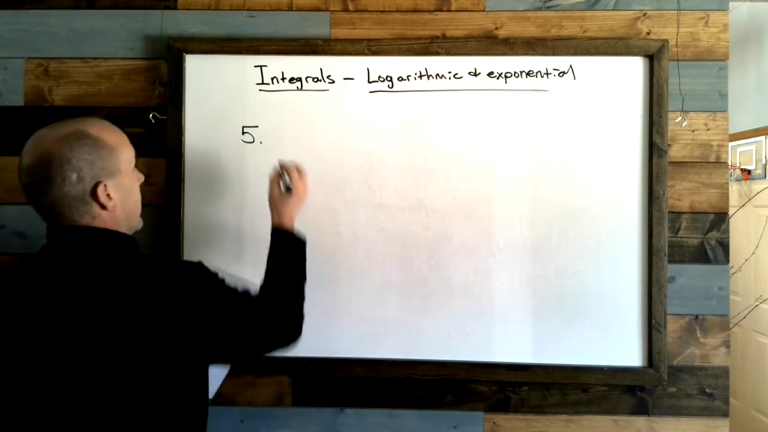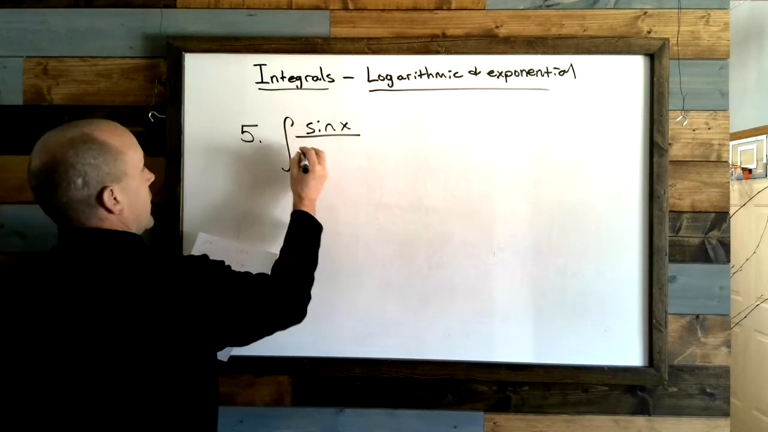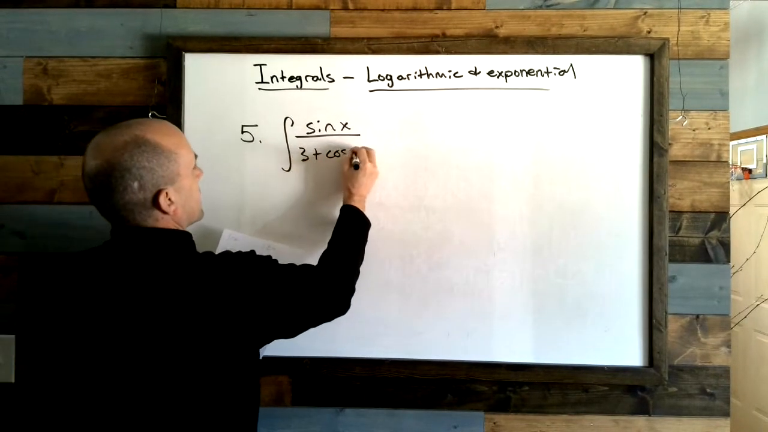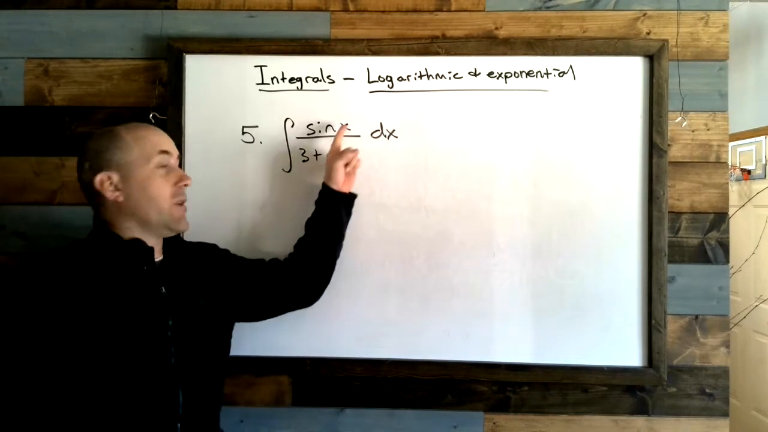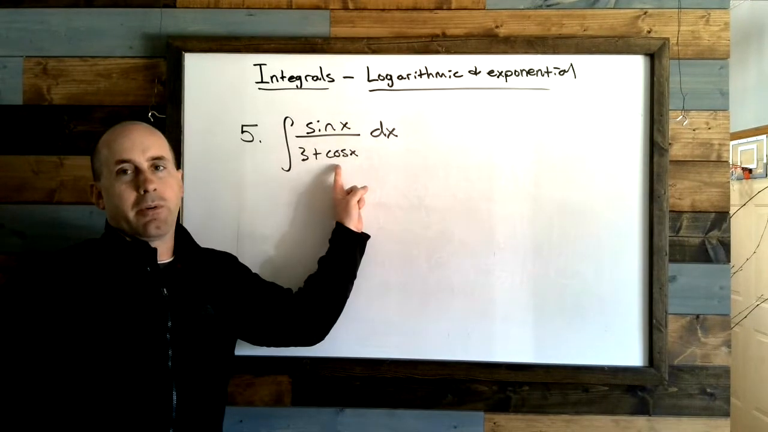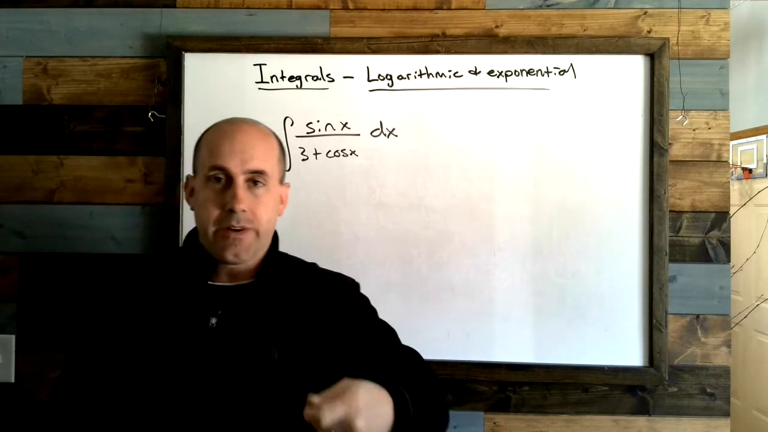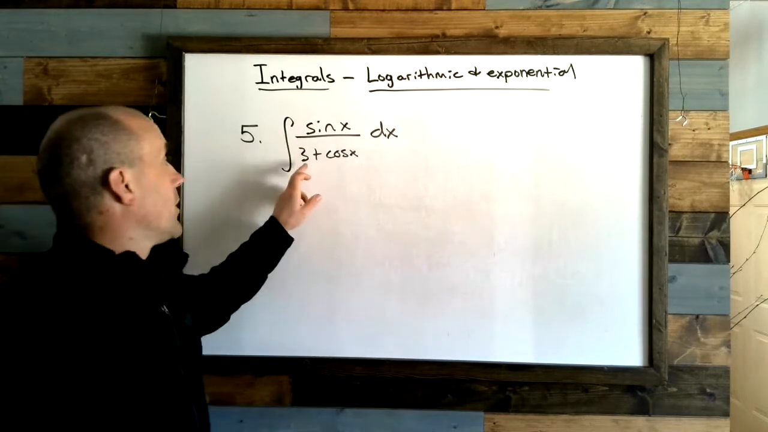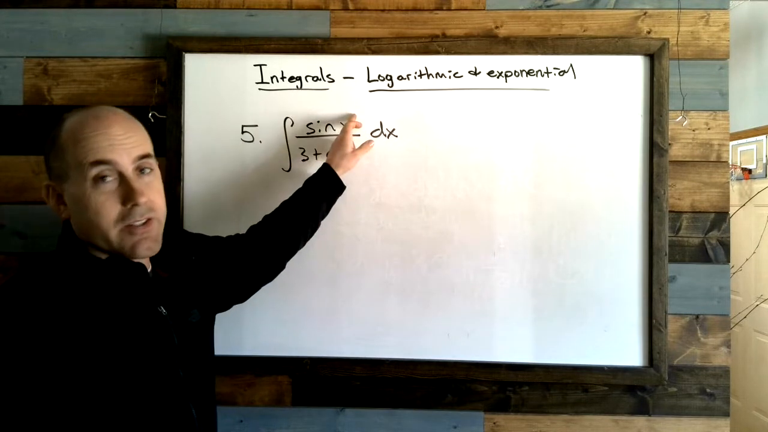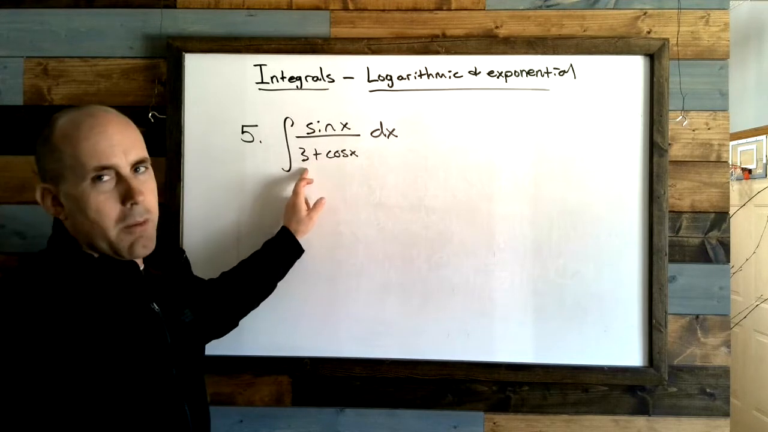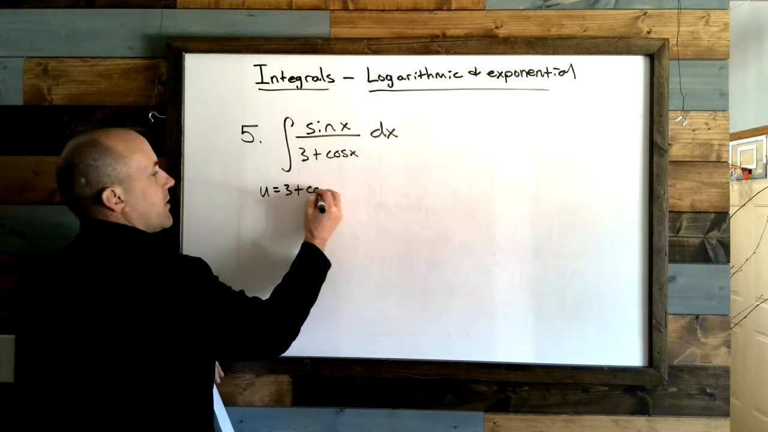5, we're going to have the integral of sine of x over 3 plus the cosine of x dx. Should we set u equal to sine, or u equal to 3 plus cosine, or u equal to cosine? Well, when you take the derivative, you want to come up with something else. So the derivative of 3 plus cosine is negative sine. The derivative of sine is cosine, but you don't come up with the 3. So the best substitution here is going to be u is equal to 3 plus cosine of x.